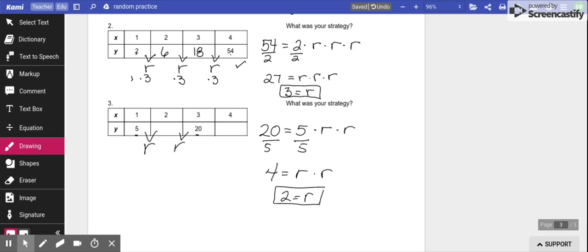Let's check that and use it to find our missing terms. 5 times 2 is 10. 10 times 2 is 20. And continuing, 20 times 2 is 40.